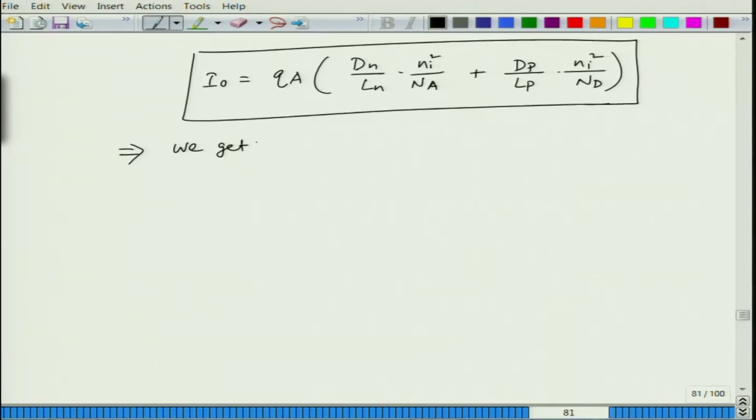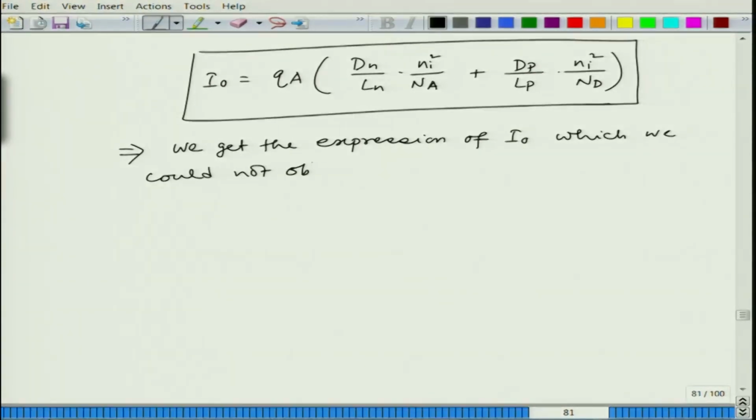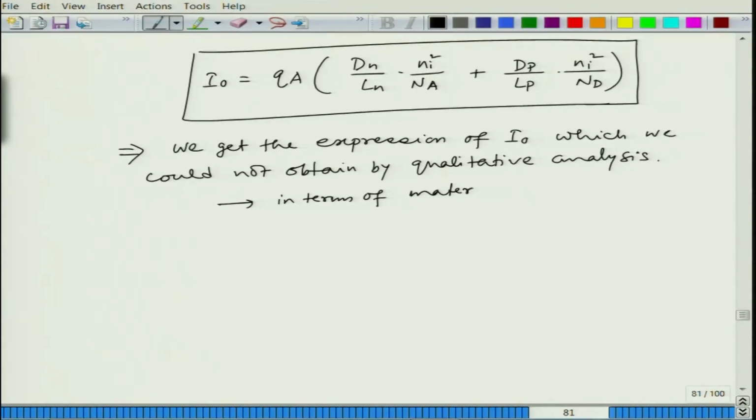So we get the expression of I0, which we could not obtain by qualitative analysis, right. So now we have obtained it in terms of material properties.